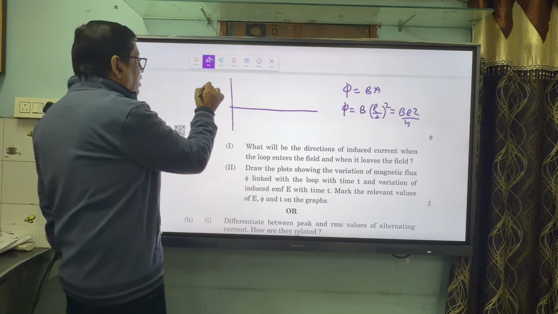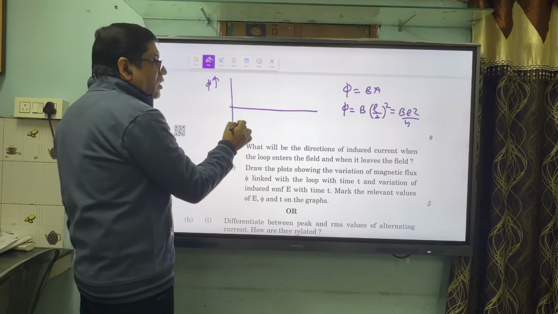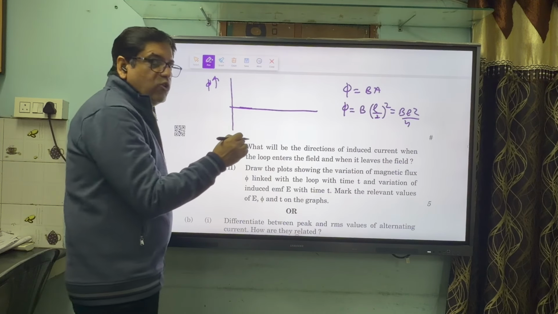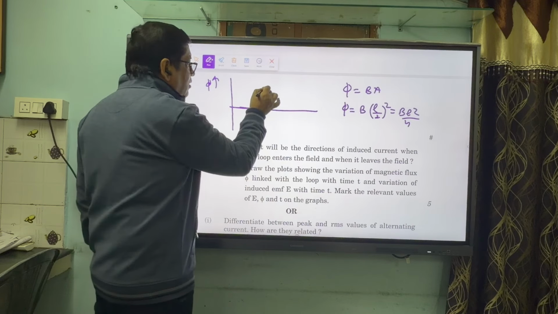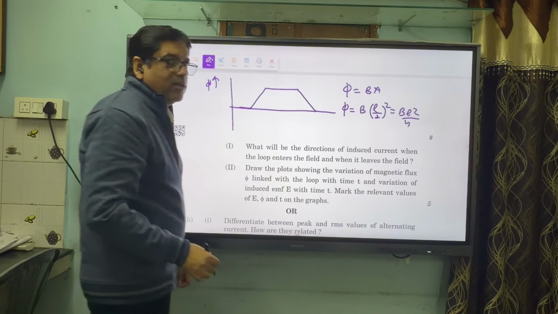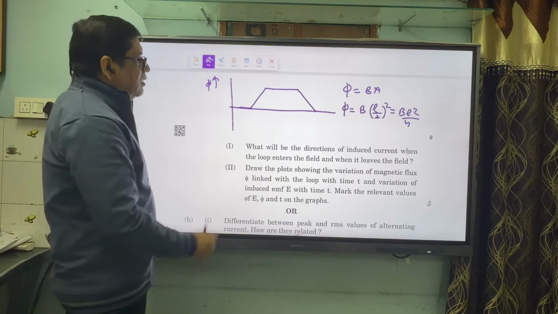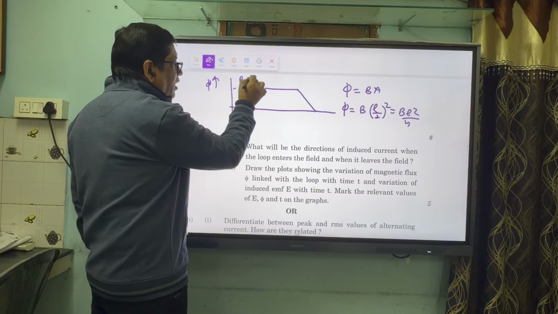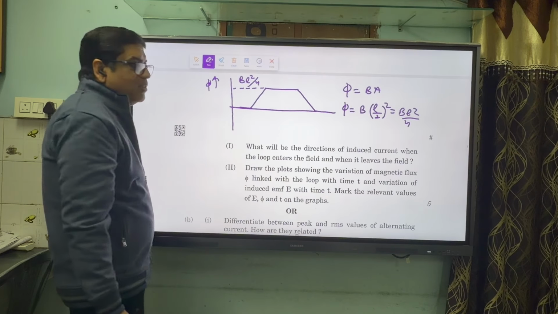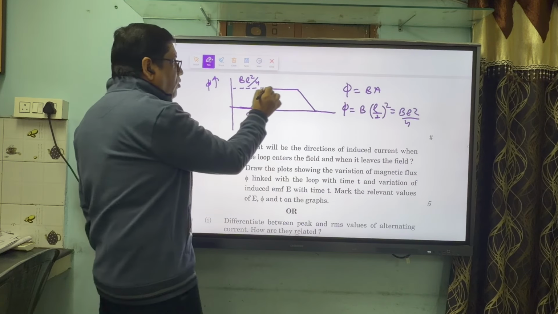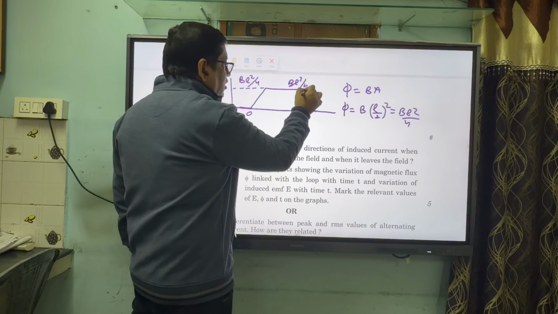So how will the flux vary with time? Initially loop बाहर है तो ऐसा graph बनेगा 0. Then as the loop enters, flux will start increasing, then it will become constant, then it will decrease, and then again become 0 when the loop is out again. And this maximum value of flux when the loop is completely inside the magnetic field is BL square by 4. It will increase from 0 to BL square by 4, then decrease from BL square by 4 to 0.